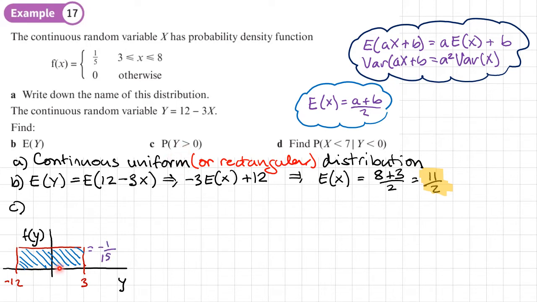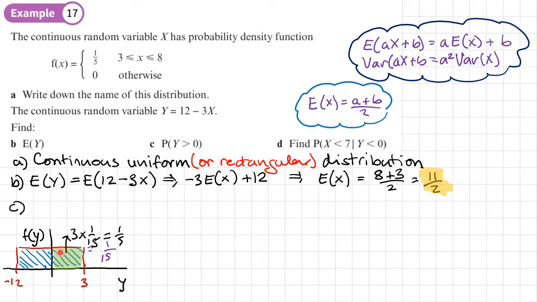We want to find the probability that y is greater than 0. On this diagram, that's this area here. That's just going to be this width times the height, so 3 times 1 over 15, 3 over 15, which is 1/5.